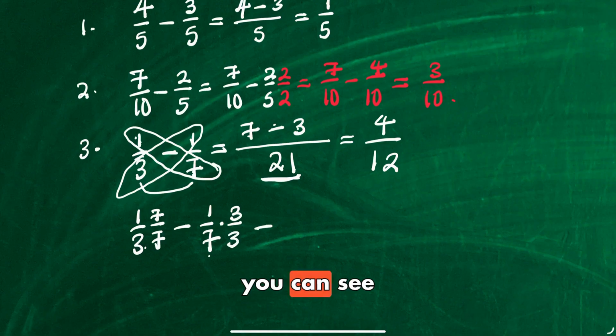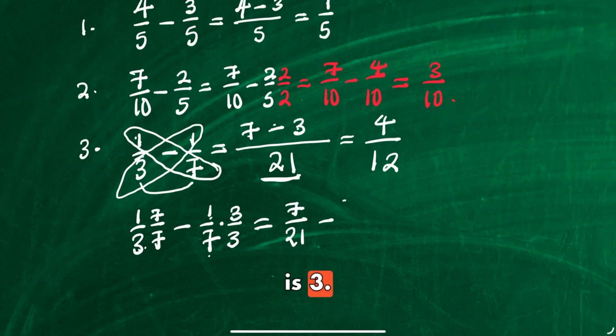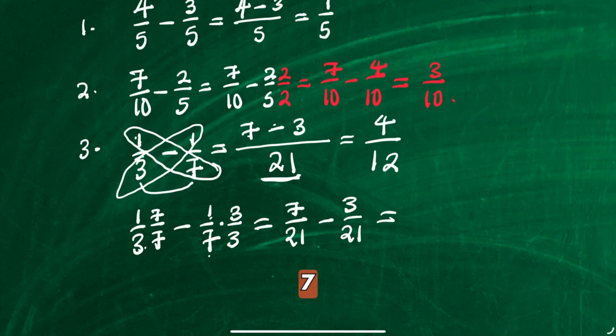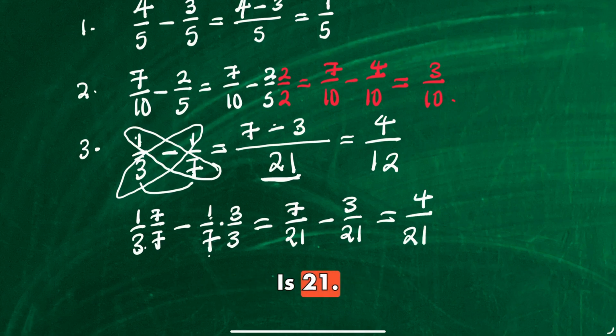Okay, so you can see that these things are the same, right? Because in the first one, 1 multiplied by 7 is 7, divided by 3 by 7 is 21, minus in the middle, 1 by 3 is 3, and 7 by 3 is what? Is 21. Then we can just subtract the numerators since the denominators are the same. 7 minus 4 is 3, and the denominator is 21. I need to write 21 here, not 12.